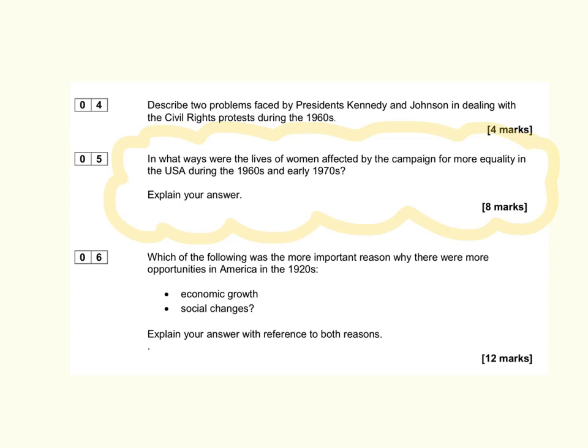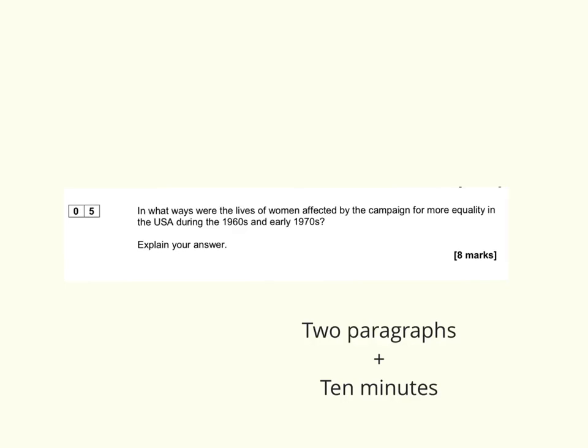So this example we're going to look at: in what ways were the lives of women affected by the campaign for more equality in America during the early 60s and 70s? So for this question, because it's 8 marks, we know we want 2 paragraphs, we know we want to take 10 minutes, and we'll still be well on our way with our timings.